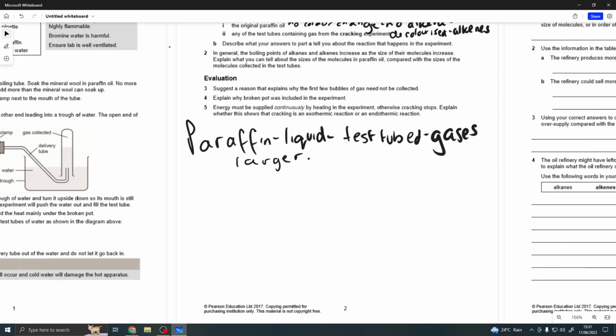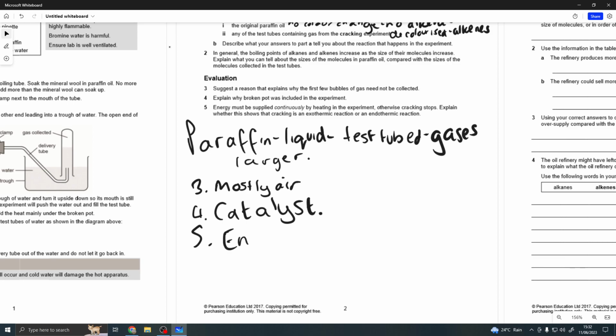Suggest a reason why the first few bubbles need not be collected. That's because they are mostly air. Fantastic. Number 4, explain about the broken pot. The broken pot is a catalyst. Energy must be supplied by heating, otherwise cracking stops. Explain whether this shows whether it is exothermic or endothermic. Well, it's endothermic, because heat has to keep going in. You have to keep putting heat in for it to happen.